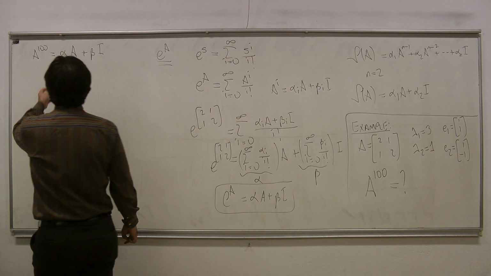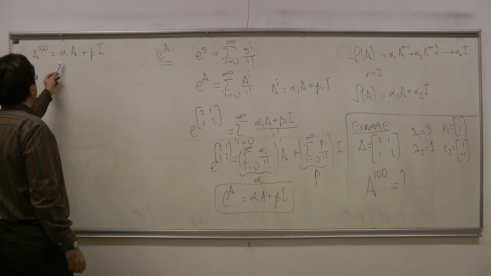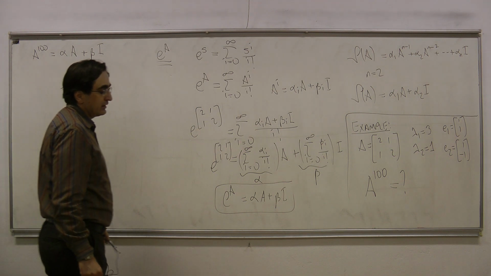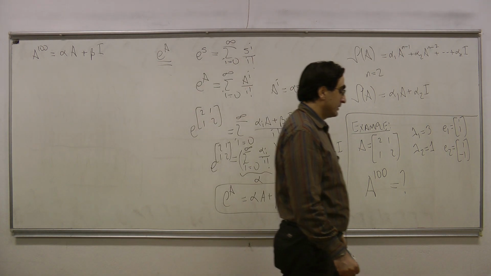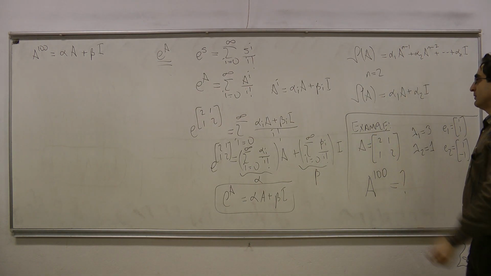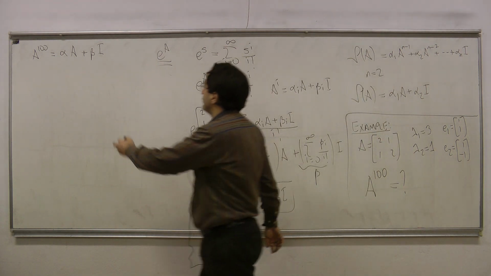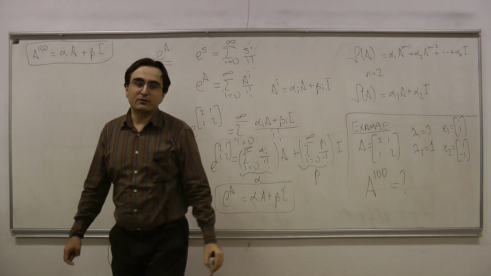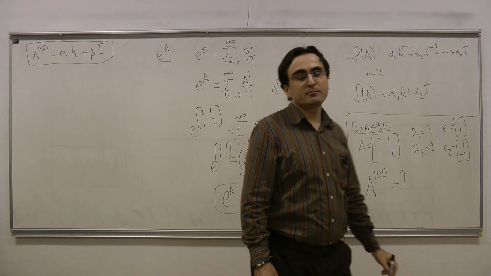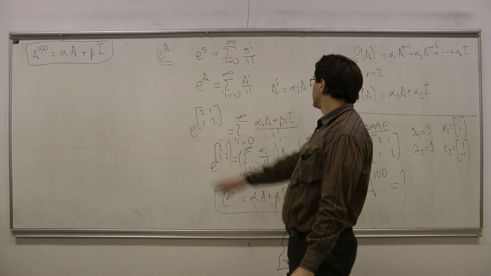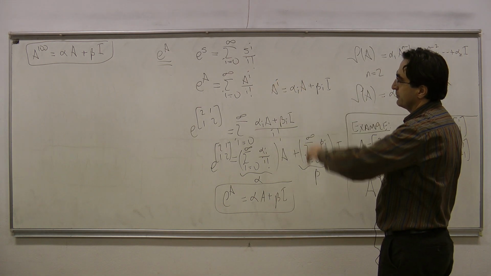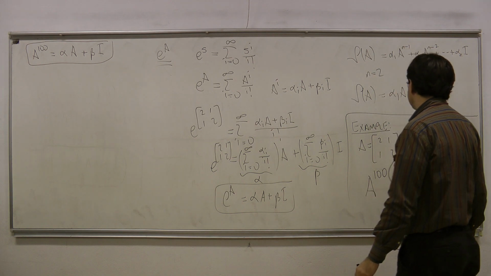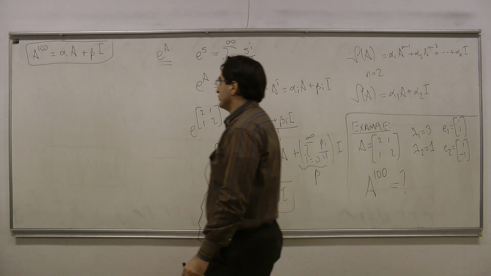If I can calculate these numbers, then I will know what A to the 100 is. Okay? So here is what I'm going to do. I will use this equation, and using this single equation, I will be able to calculate what alpha and beta are, and then I will be able to calculate A to the 100 by substituting those coefficients into this formula. Okay? Here is what I'm going to do.